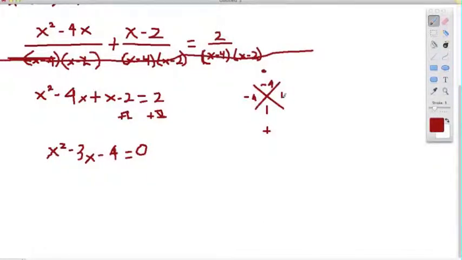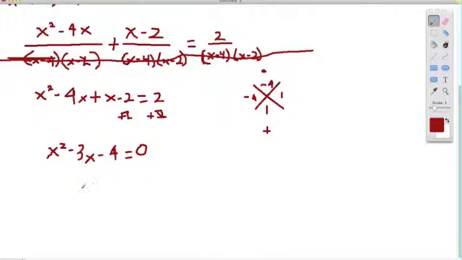Wait, no, sorry, my mistake. But when you take negative 4... wait. Yes, okay, that's right. When you do that, it would equal 1. So those are our two numbers that we found, negative 4 and 1.